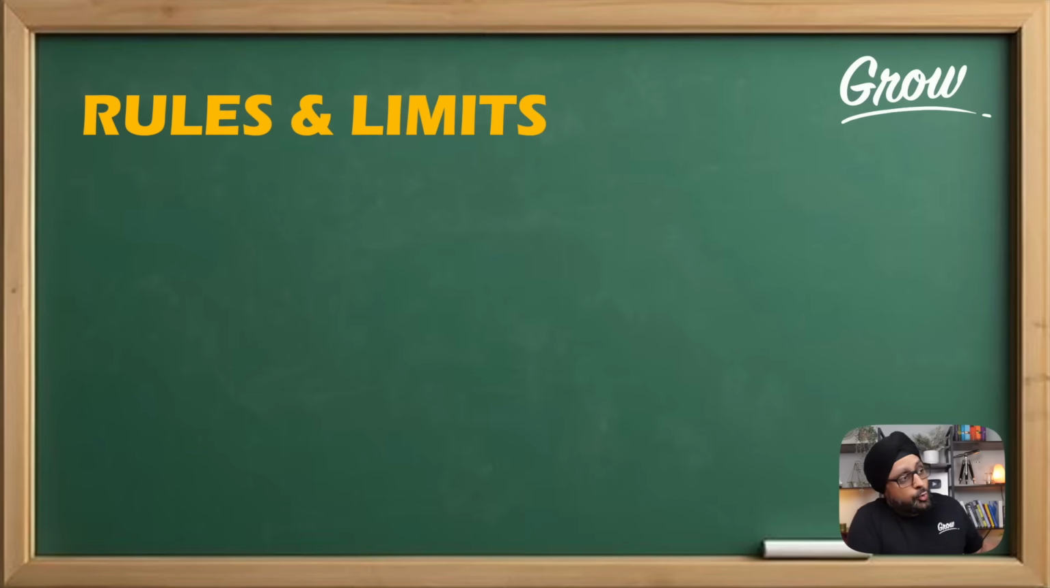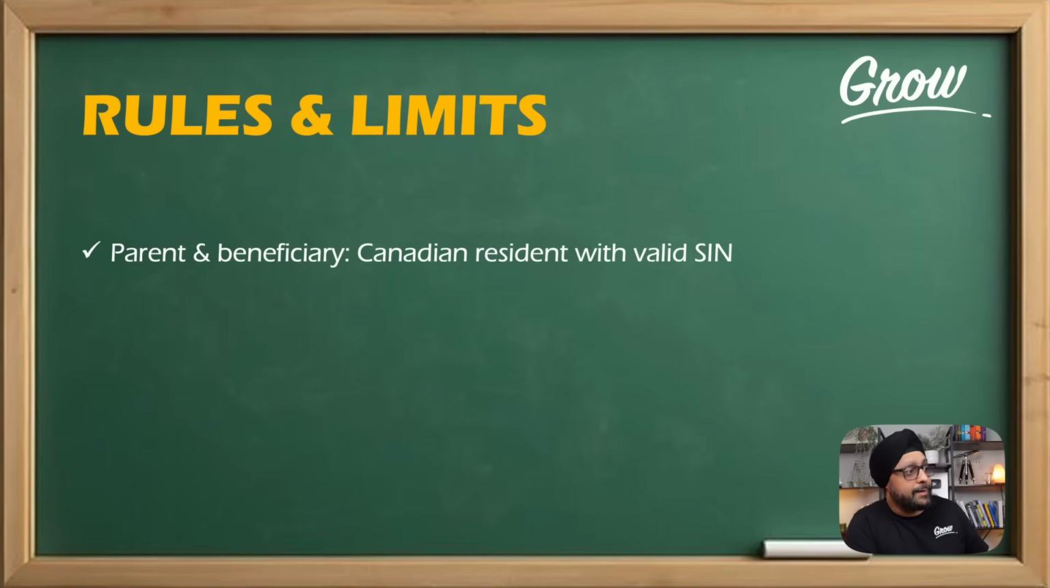Those are the two advantages of doing RESP. Rules and limits around this. The first one is parent and beneficiary. They have to be Canadian resident with a valid SIN. Now, you can be on work permit and start contributing towards RESP, and you should go to an accountant to check that. But if you leave Canada before your kid actually goes and pursues education, you might lose your grant at least, and you will have to pay penalty on any income that you generate or any growth that you have on your money. We'll talk a little bit about that.